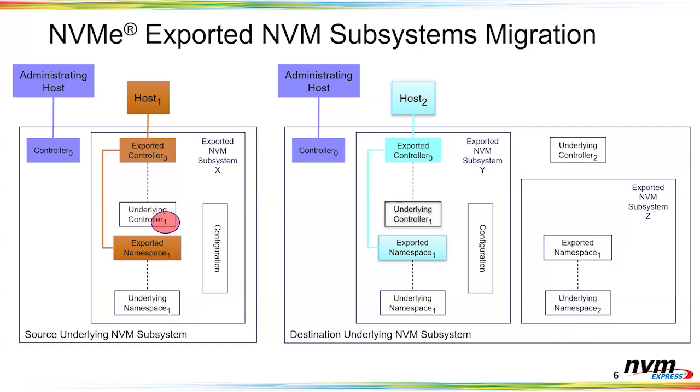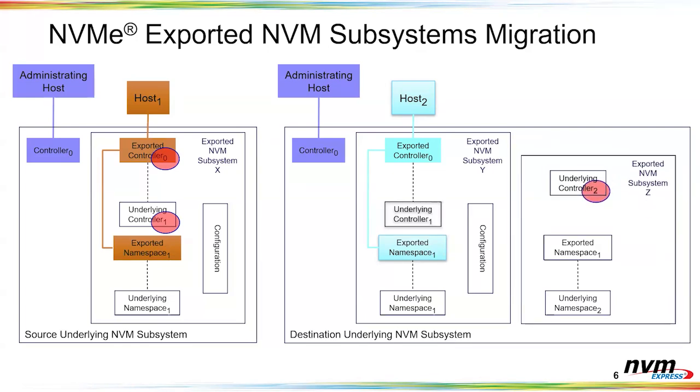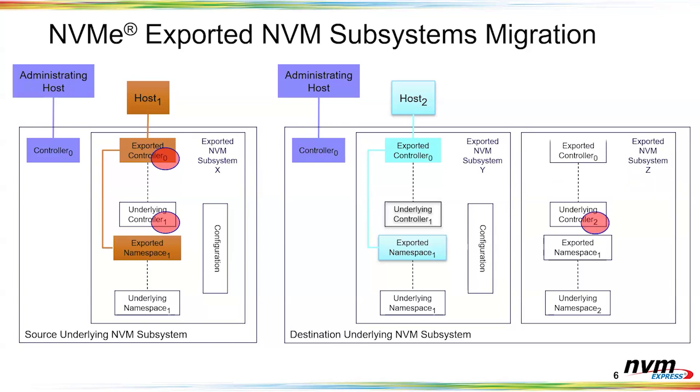In the same way, you can do the same thing with the controllers. You can look at the exported controller identifiers, the underlying controllers, pick any underlying controller in the destination, and then do the association to an exported controller using the identifier from the original source exported controller. So from this point, when you look at the source and destination, the exported controllers and the exported namespaces all have the same identifiers, even though the underlying hardware, the underlying controller, and the underlying namespace have different identifiers between the source and destination.